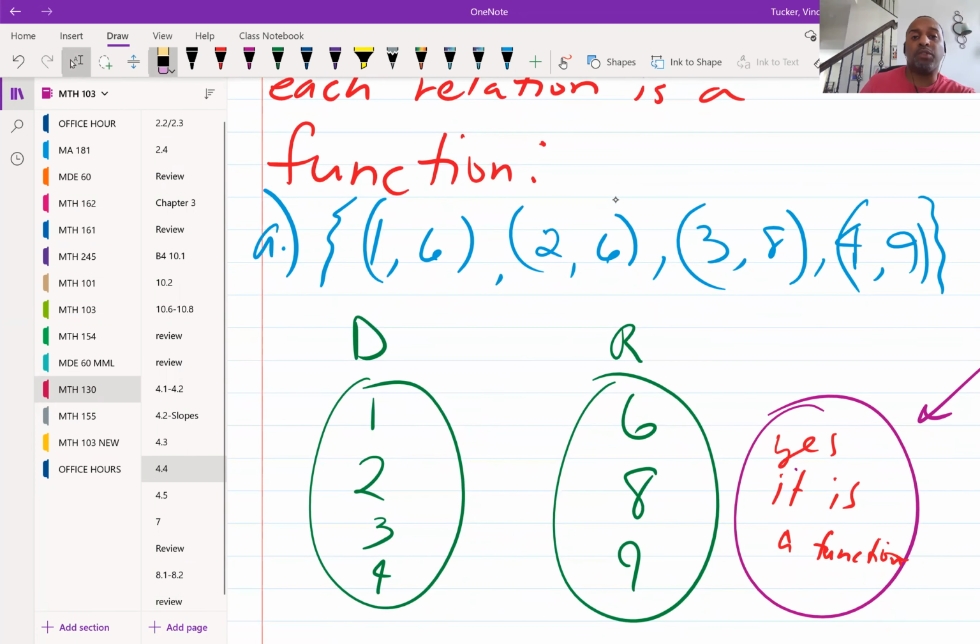So our domain consists of 1, 2, 3, and 4. Our range is 6, 8, and 9. You don't have to write 6 twice. 6 is going to be 6 no matter how many times you write it.